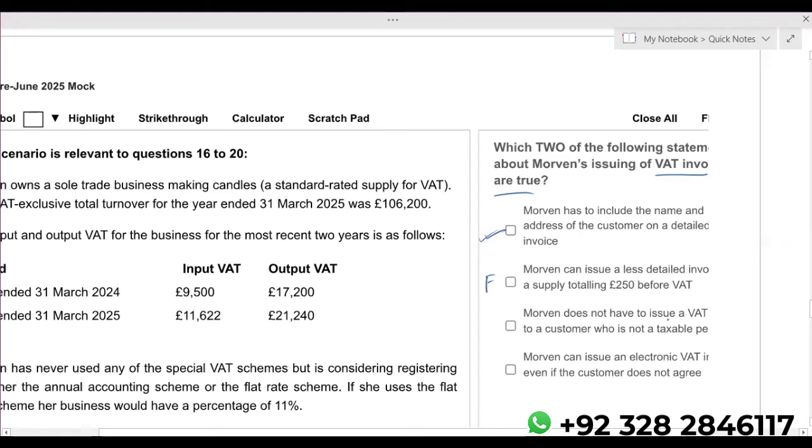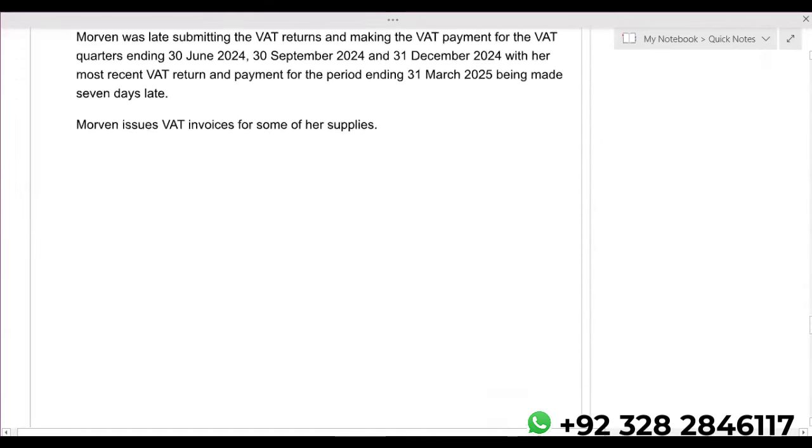Morven does not have to issue a VAT invoice to a customer who is not a taxable person. True. Morven can issue an electronic VAT invoice even if the customer does not agree. No, no. Actually, an electronic invoice can only be issued with the agreement of the customer, not without agreement. False. So logically, A and C.